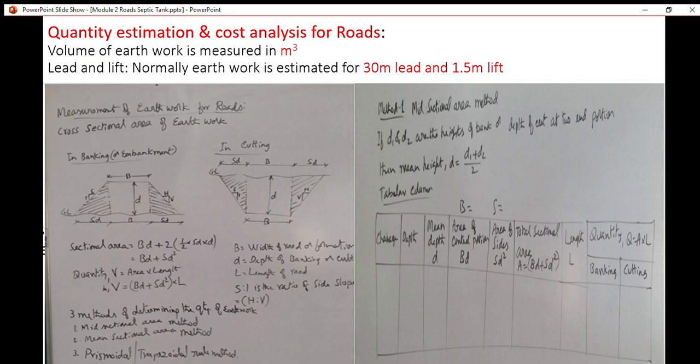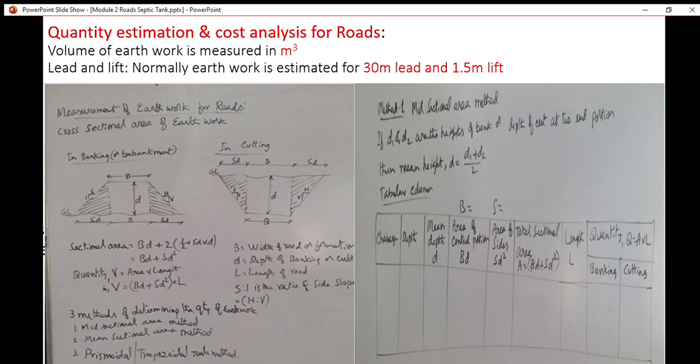Cross-section of earthwork of road in banking or in cutting is usually in the form of a trapezium. You know, trapezium is a shape consisting of two parallel sides and two side slopes. Best example I can give is the earthen dam for embankment. The example I can give for cutting is the rail construction at Nehru Nagar Bridge.